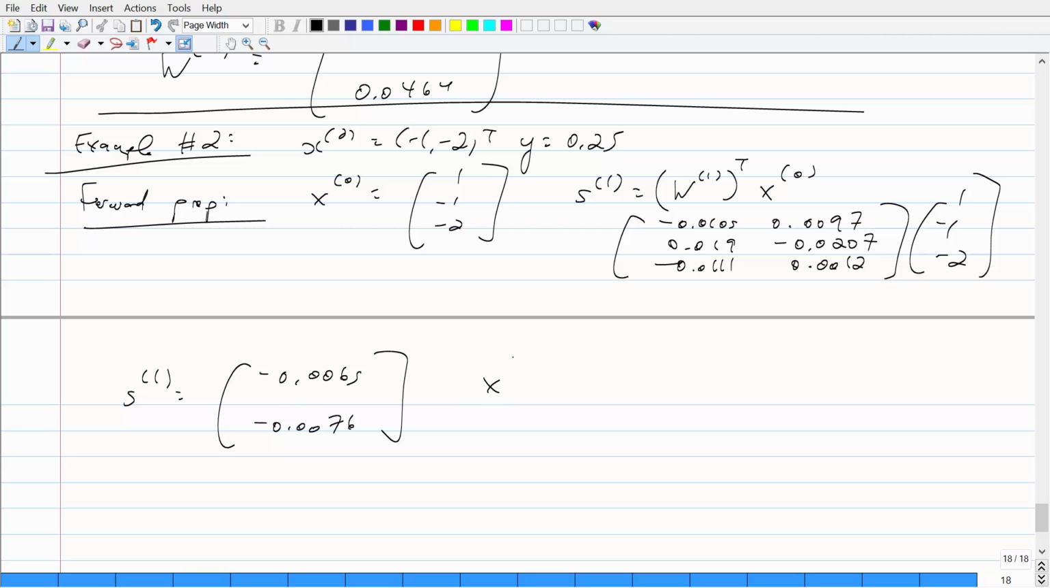Now calculate the outputs coming out from the first layer. We've already calculated the inputs. Now we're going to calculate the outputs. So append a bias, and then you just apply the activation function to each of these elements individually.